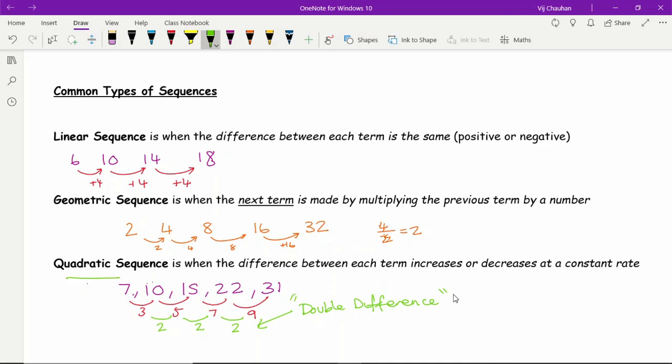So when you have a double difference value that is constant, whether it's positive or negative, it will be a quadratic sequence. And like I said, depending on what year you're in or what level of mathematics you are studying, you will probably encounter 1, if not 2, if not all 3 of these types of sequences that you need to be comfortable and confident in working with.